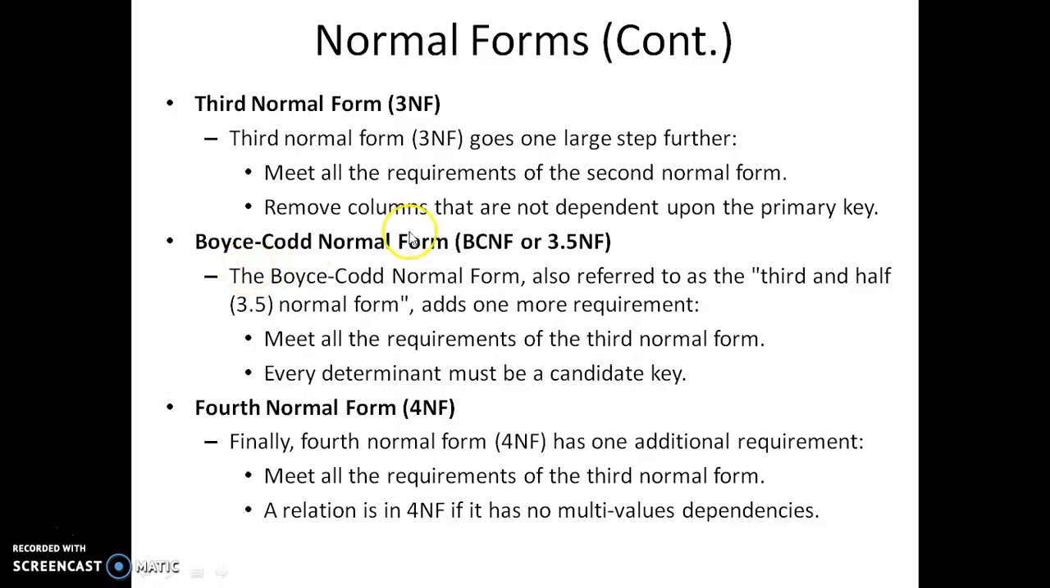Next is Boyce Codd normal form, which is also known as 3.5 normal form. The Boyce Codd normal form, also referred to as the third and a half normal form, adds one more requirement, which is that it has to meet all the requirements of third normal form and every determinant must be a candidate key. Now, what is a determinant? If A functionally determines B, then the left hand side attribute, that is A, is nothing but the determinant.